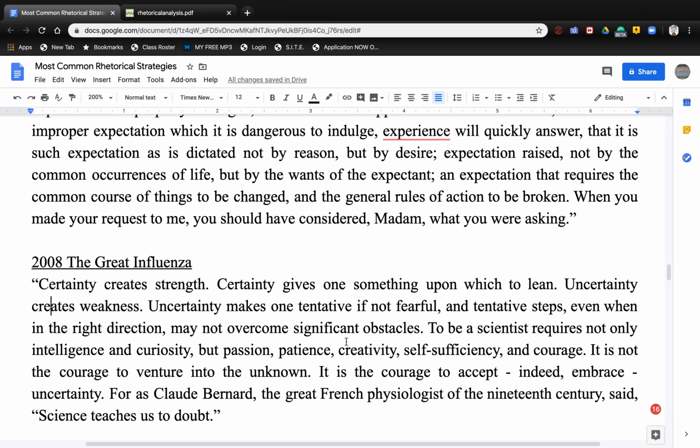To be a scientist requires not only intelligence and curiosity, but passion, patience, creativity, self-sufficiency, and courage. It is not the courage to venture into the unknown, it is the courage to accept, indeed embrace, uncertainty. And there it is. So certainty, good. Uncertainty, bad. But to be a scientist is to have the courage to embrace uncertainty. Right? So he begins with a standard definition of what we already expected, to then redefine uncertainty as something that is good, not something that is bad.